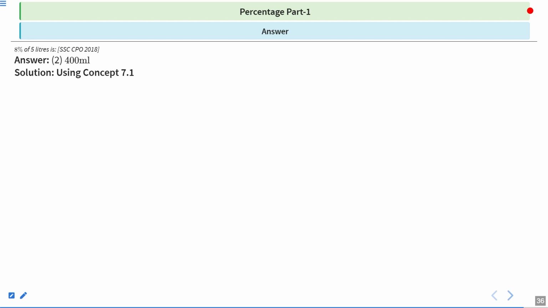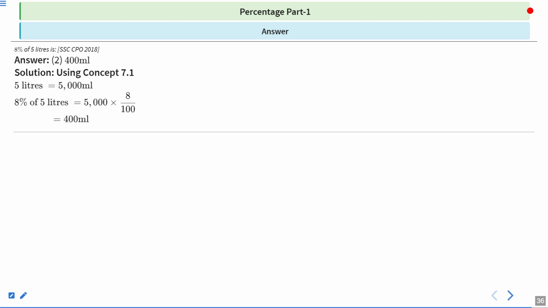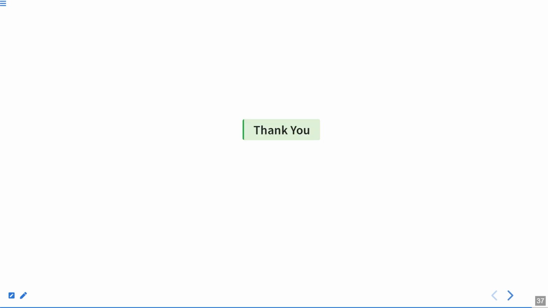Now see the detailed solution using concept 7.1 in this question. We know that 1 liter equals 1000 ml, so 5 liter will become 5000 ml. Now we can calculate 8% of 5 liter, or we can say 8% of 5000 ml. So we write 5000 multiplying by 8 upon 100. When we simplify it, we get 400 ml. So second is the correct answer. Thank you.